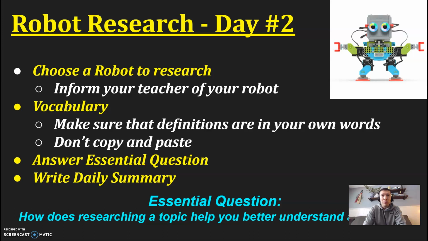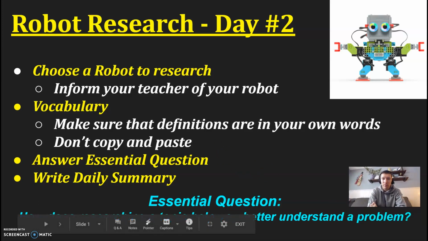After you choose your robot that you know you're going to research, then you need to do some vocabulary definitions. So once again, make sure that the definitions are in your own words rather than just copying and pasting from Google. And you'll answer your essential question and daily summary at the end. And today's essential question is, how does researching a topic help you better understand a problem?